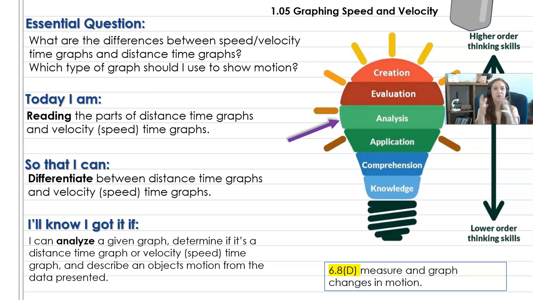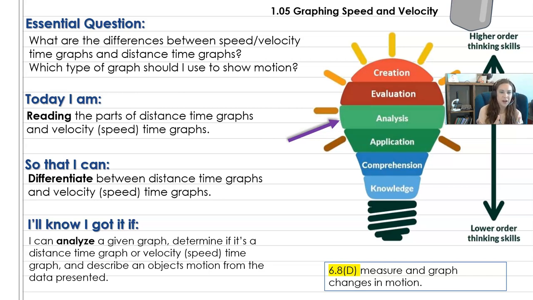But then you've got something called a distance time graph. Now you can see direction on this. So you've got to be able to define and state the differences between these two different types of graphs that sometimes have three different names. Then you have to determine which type of graph you should use to show a particular motion. So today you are reading the parts of distance time graphs and velocity or speed time graphs so that you can differentiate between them.